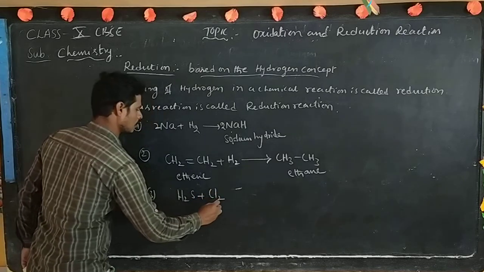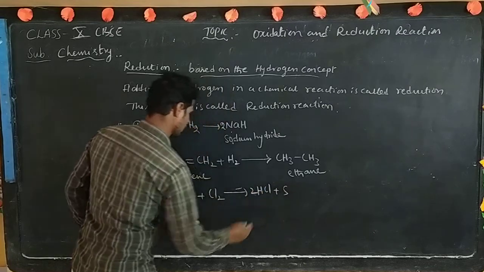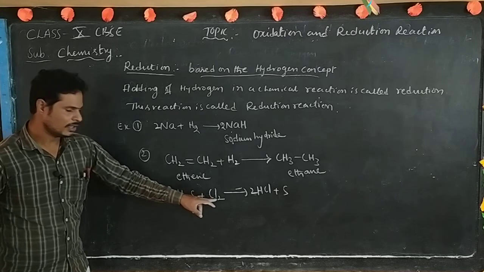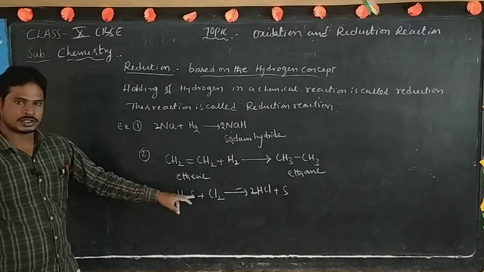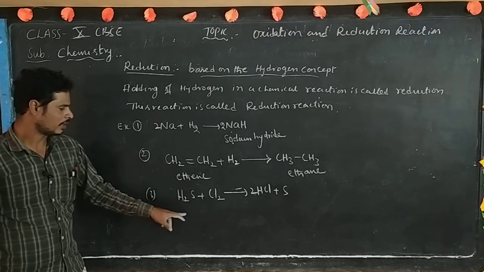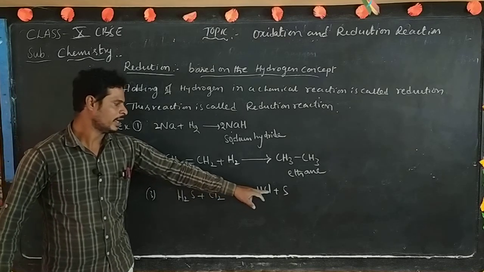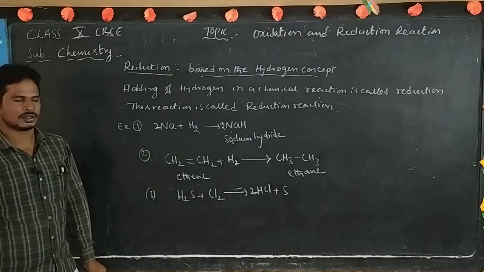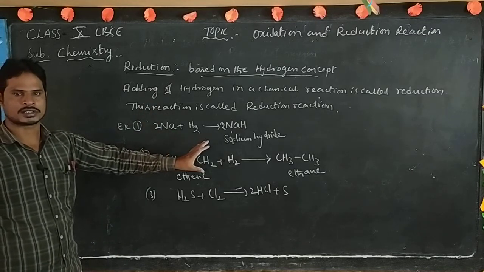H2S plus Cl2 to form HCl plus sulfur. Observe that hydrogen is added to the substance. Here H2S is hydrogen sulfide. These two hydrogens react with chlorine, joining to form HCl plus sulfur. This is also an example of reduction. So all these reactions we call reduction reactions.